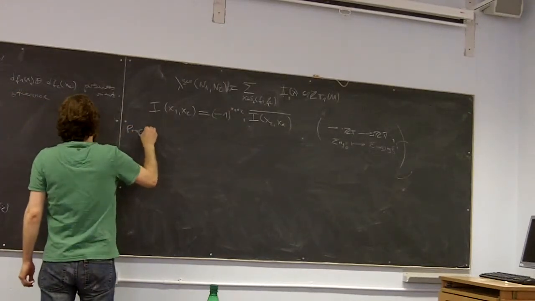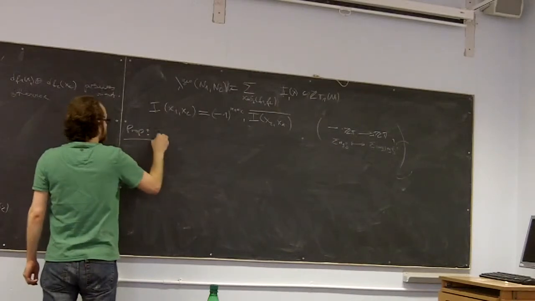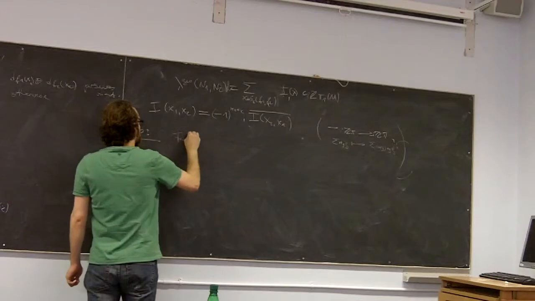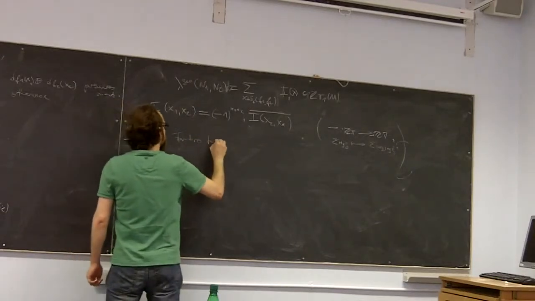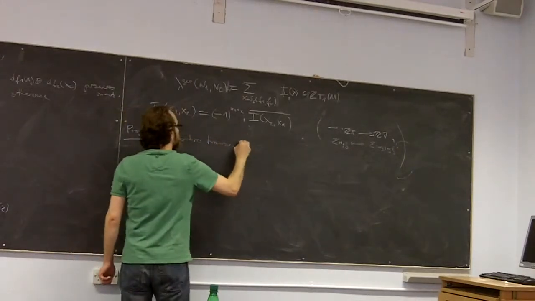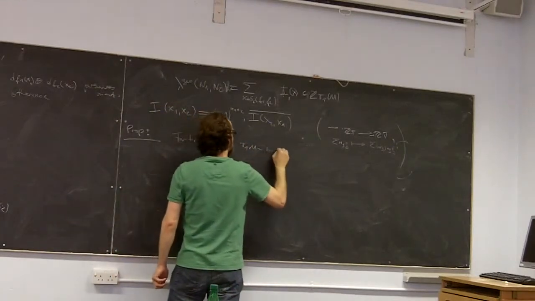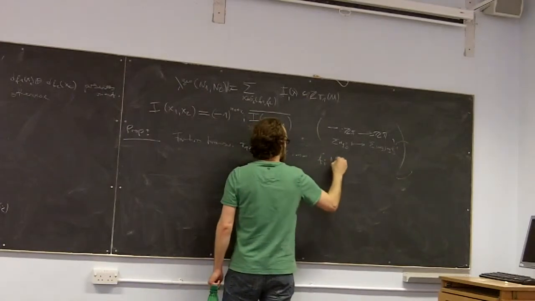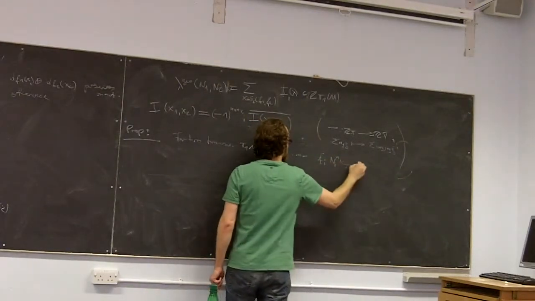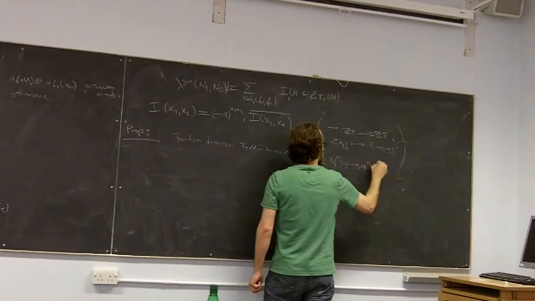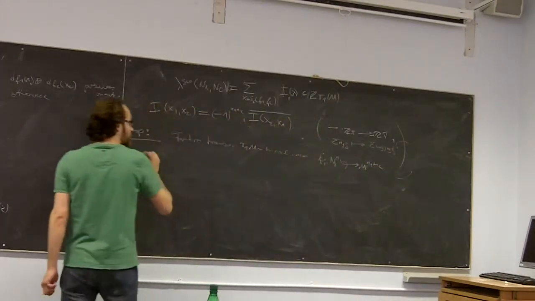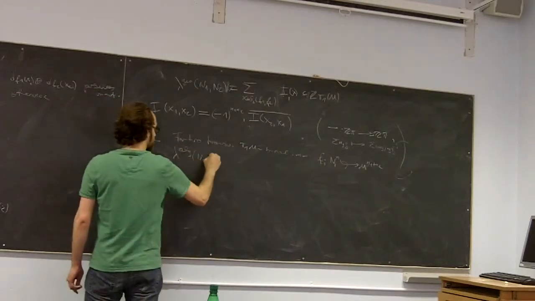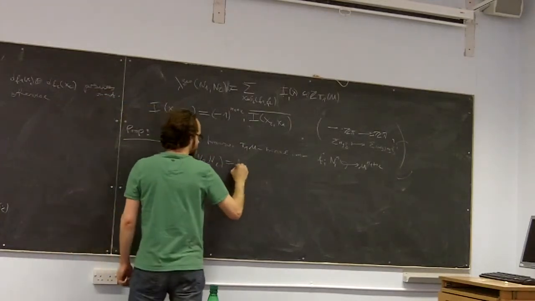Okay, so the main proposition, which I'm not going to prove, is: for two transverse pi1-trivial immersions, the geometric and the algebraic intersections coincide.